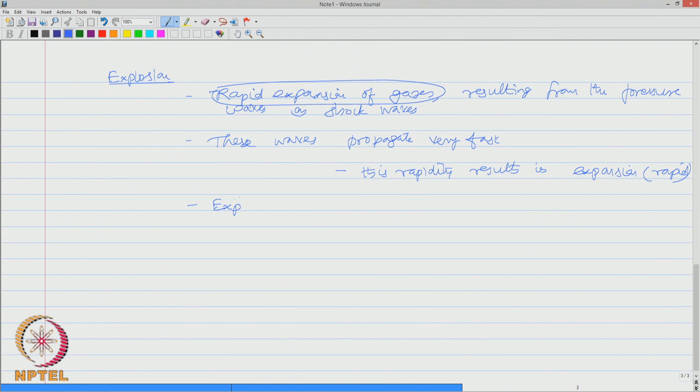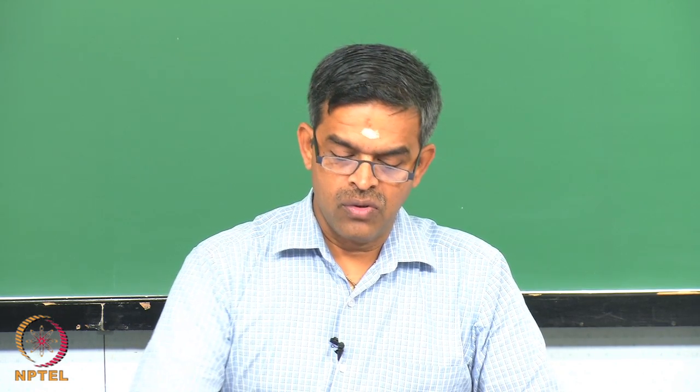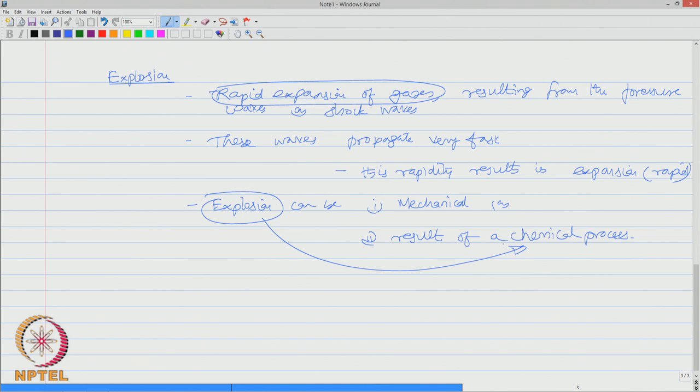Friends, it is important to understand that explosion can be a mechanical process or result of a chemical process. So, there is a common misunderstanding with people that explosion is attached only to chemical process. That is a wrong conception of the idea. Explosions can occur because of mechanical reactions as well. We will discuss this in detail as we proceed further in different modules in these lectures.